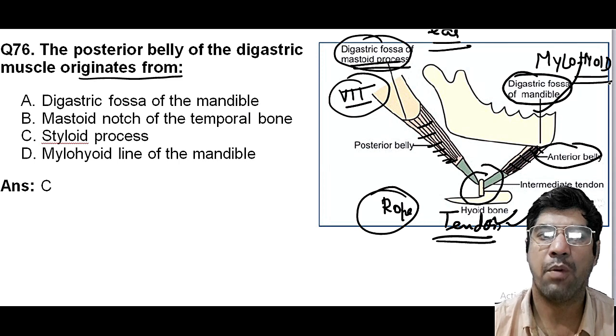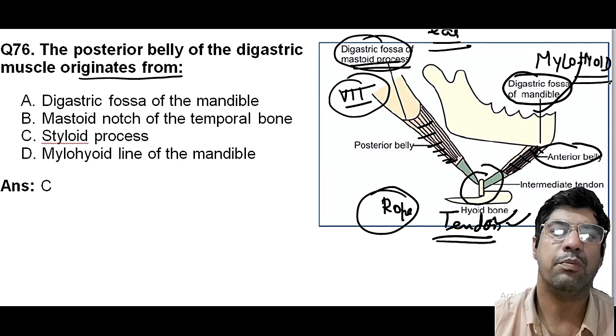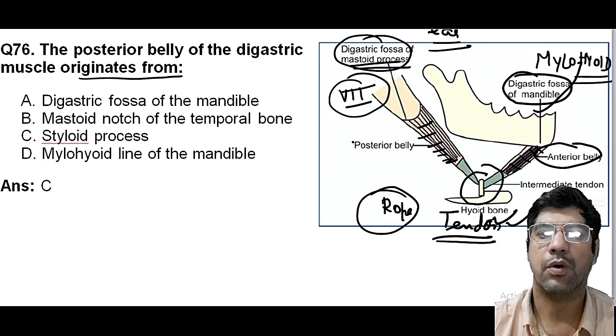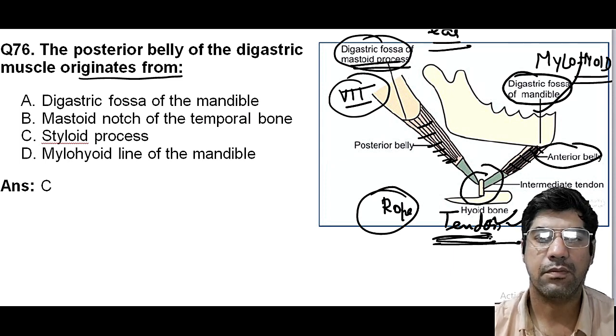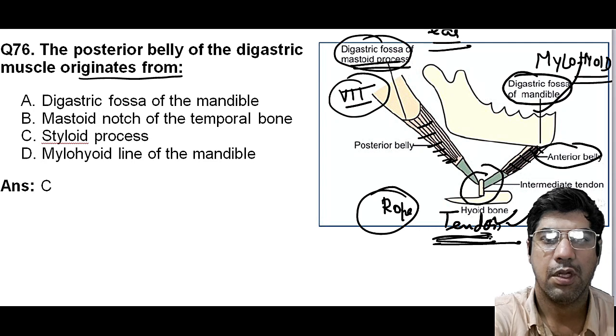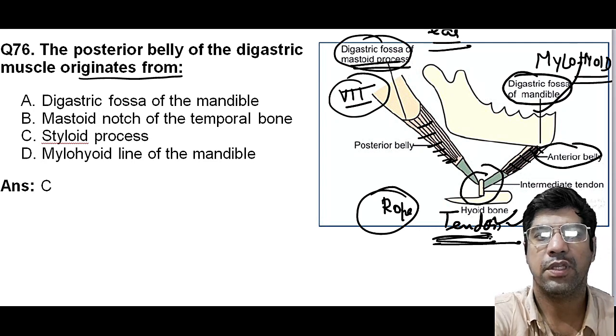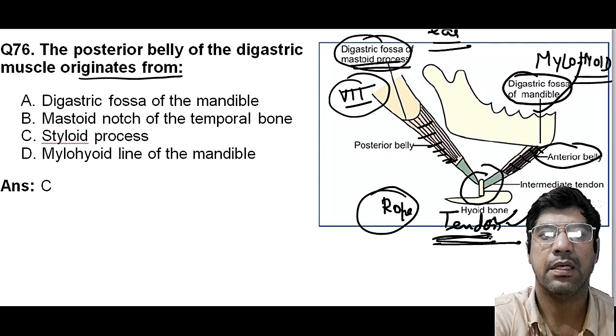So when it's time to open your mouth wide to take another bite, the posterior belly comes into play, depressing your lower jaw. So together these two bellies of digastric muscles work like a team, allowing you to enjoy your meal by smoothly controlling the movement of your lower jaw. So these two bellies help to open and close your mouth while eating and speaking.